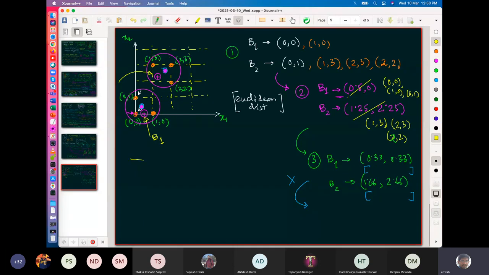If you understand this, then two things to try. Try with k equal to 3, 4, and see what happens.